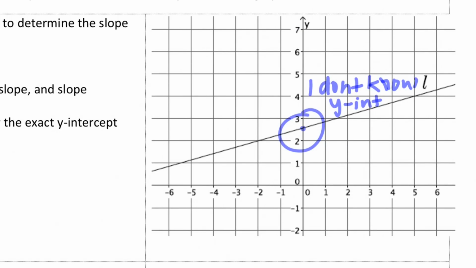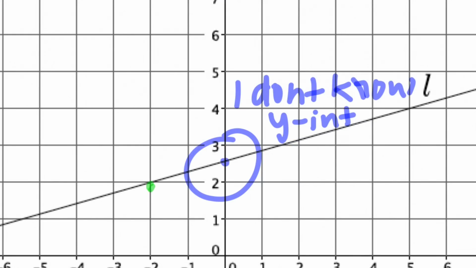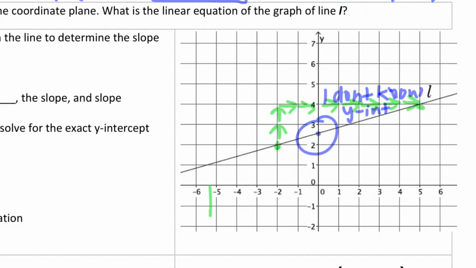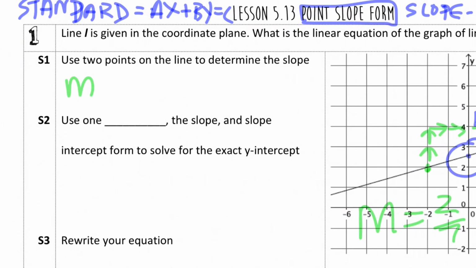Okay? So the first thing we want to do, regardless of whether we know what the intercept is, is find our slope. So I have a point here, and I have a point here, and I'm just going to count. So up 2 and over 1, 2, 3, 4, 5, 6, 7. So right now I know my slope m is 2 over 7. Okay, so we did that. I'm going to write that here. m equals 2 over 7.